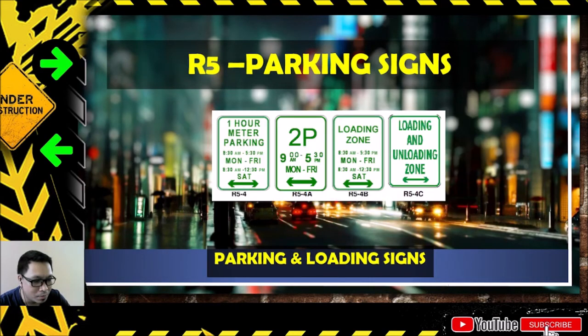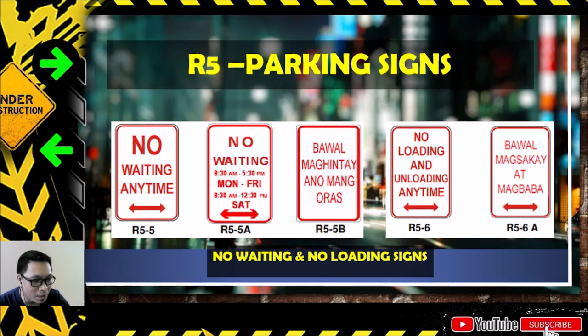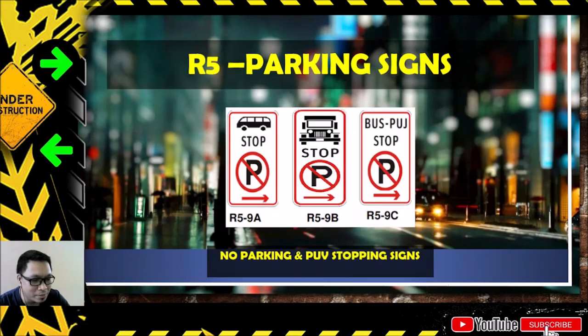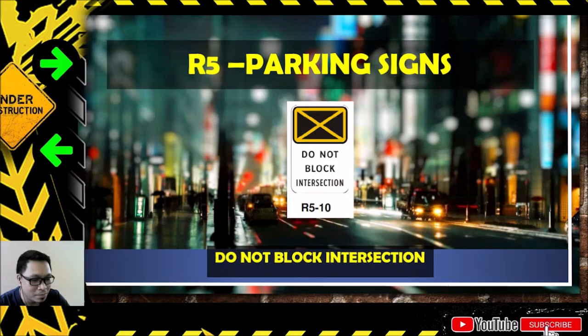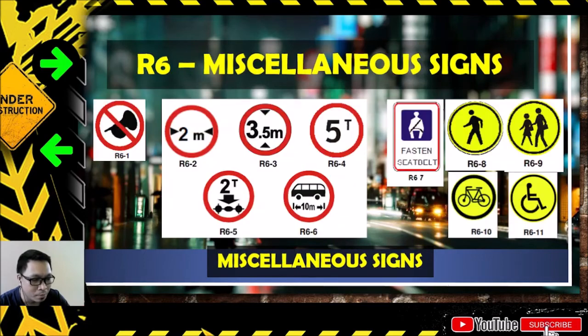So these are other parking and loading signs. Then we have no waiting and no loading signs. Then we have no parking and public utility vehicle stopping signs. Then we have the do not block intersection sign. This sign is indicated in most intersections to avoid vehicles idling in the middle portion of the road, and to avoid congestion.